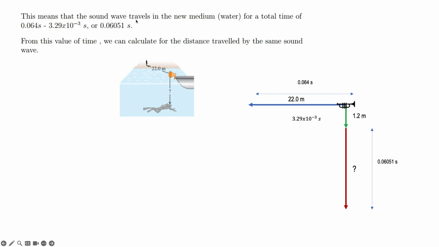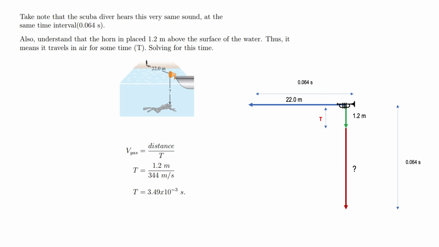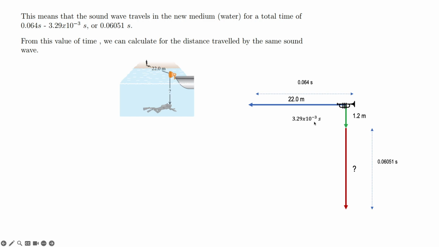This means that the sound wave travels in the new medium, in this case the water, for a total time of 0.064 seconds minus 3.49 times 10 to the negative 3 seconds. Over here, I'm sorry, it should be 3.49 times 10 to the negative 3. So kindly note of this one. When you do that calculation, you get 0.06051 seconds. What this means is that your sound wave from the top portion of water to the scuba diver below has to take this time interval before reaching the scuba diver below.